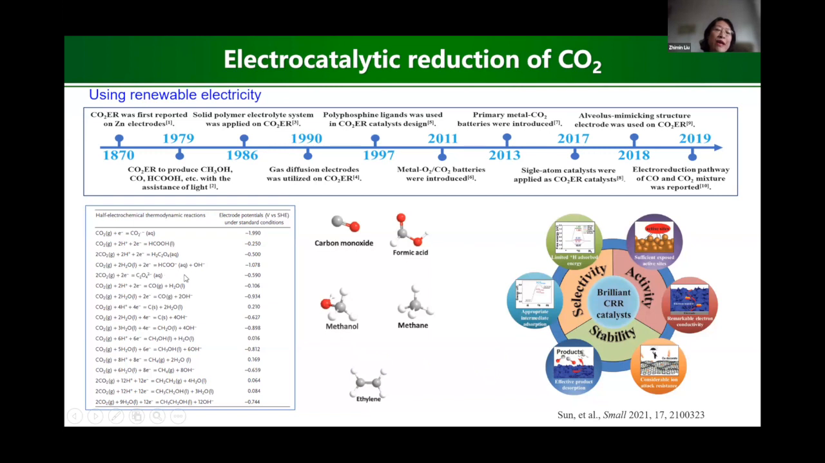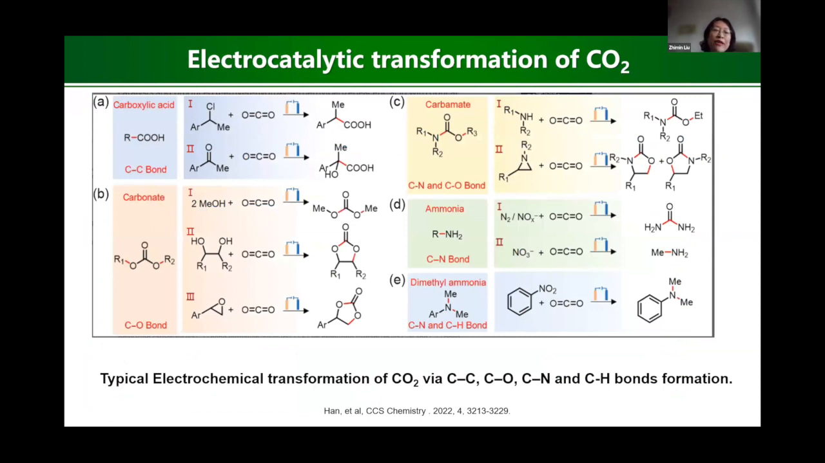Based on these reactions, CO2 can be electroreduced into various chemicals, mainly including carbon 1 chemicals and carbon 2 plus chemicals. Various catalysts have been investigated. Besides reduction of CO2, the electrocatalytic transformation of CO2 to value-added fine chemicals has been paid much attention in recent years. These are some typical electrochemical transformations of CO2 by forming carbon-oxygen, carbon-nitrogen, and carbon-hydrogen bonds, and various fine chemicals can be produced via electrotransformation of CO2.